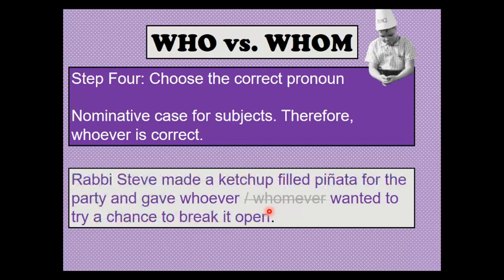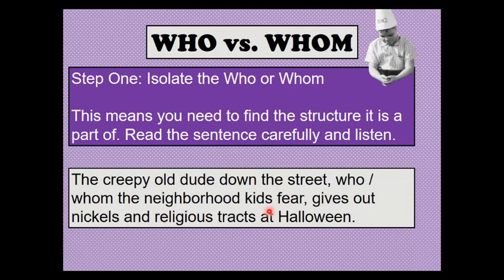Let's do another example. All right. Thank you, Rabbi Steve. Let's take on the creepy old dude down the street, who or whom the neighborhood kids fear, gives out nickels and religious tracts at Halloween. Tracts are those tiny little papers that religious people hand out to let you know about things. Anyway, in this case, I'm going to isolate where it starts off with the who, whom, and just focus on that. So put a sheet over everything else and focus on the part that you're going to dissect as a surgeon. I really like that metaphor I'm using right now.